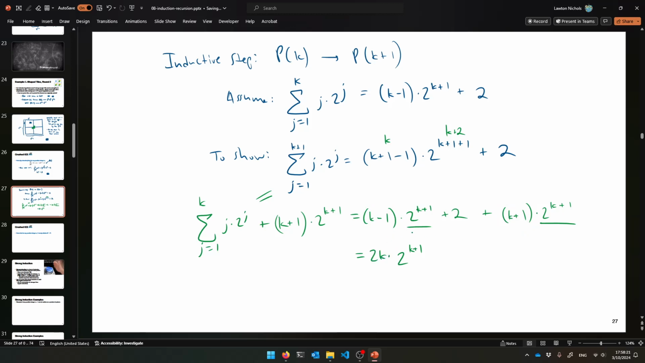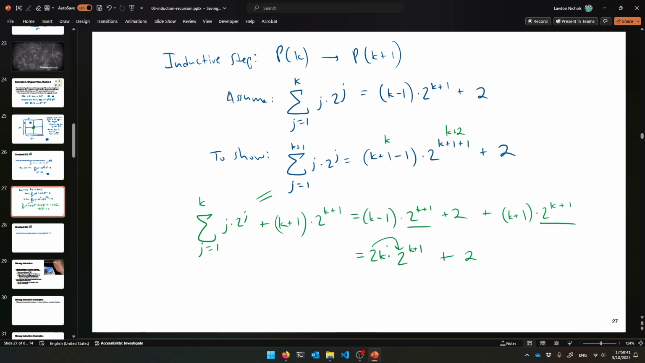2k times 2 to the k plus 1. And then, let's see here, plus 2. That's getting very close, right? I want this to be k times k plus 2 to the k plus 2. Do you see how I can get there? So this is just a big multiplication. This is 2 times k times 2 to the k plus 1.